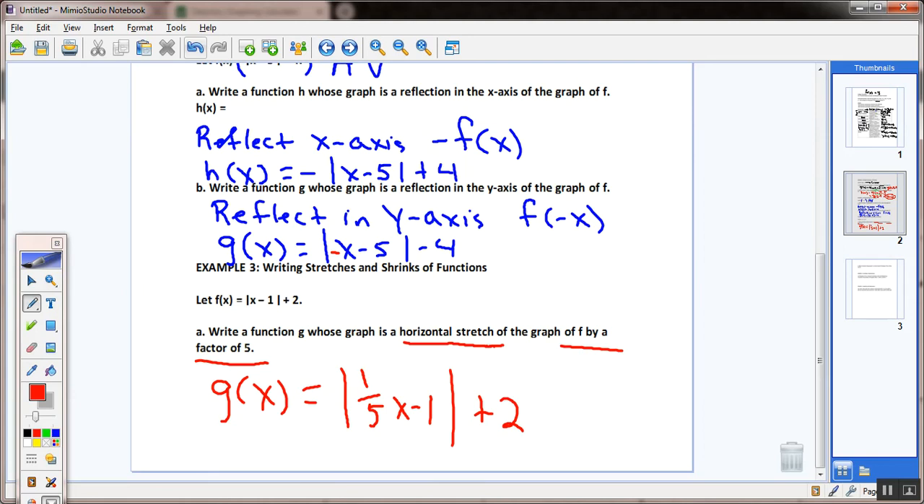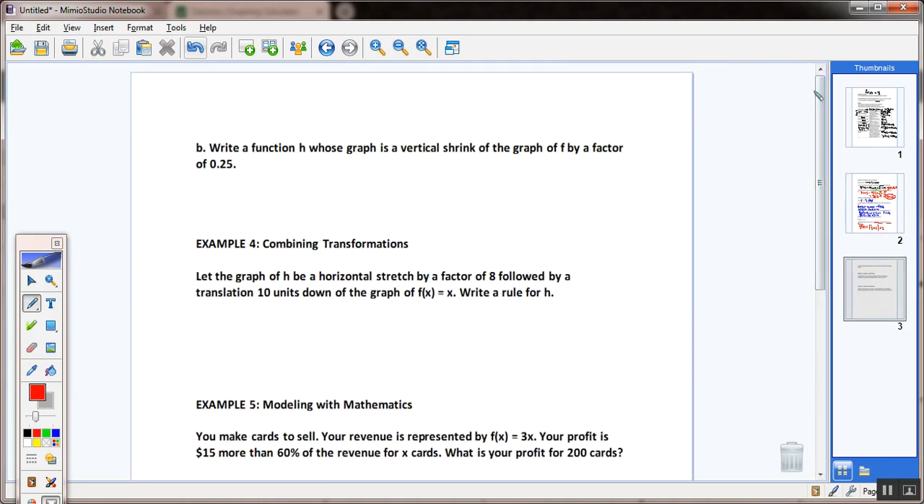Is there a part B to this one? Next one says, write a function h is a vertical what? Shrink. Vertical shrinks are pretty easy. This just goes out front. So you're going to multiply everything that you had originally times what? 0.25. To shrink this right here, you always have your a value times all of f of x. So you're going to take this 0.25 times your whole function, f of x here.